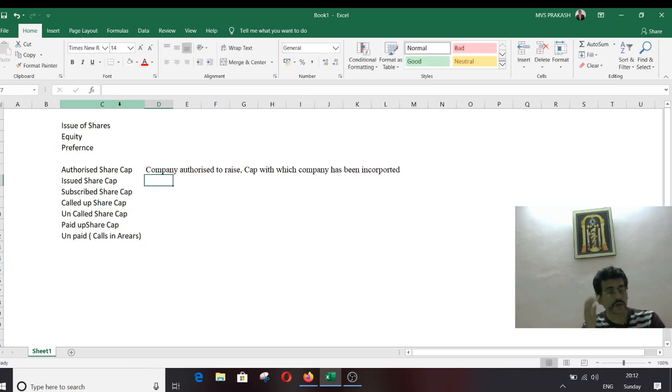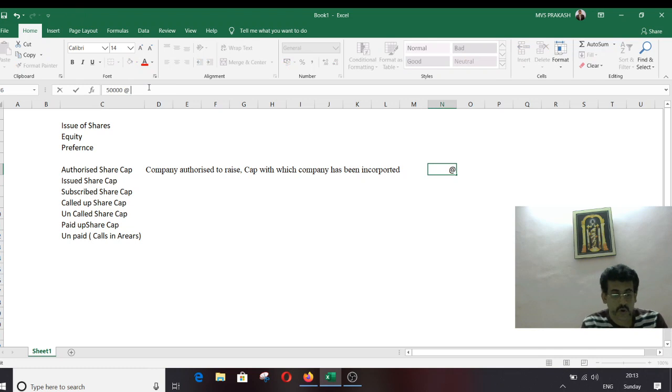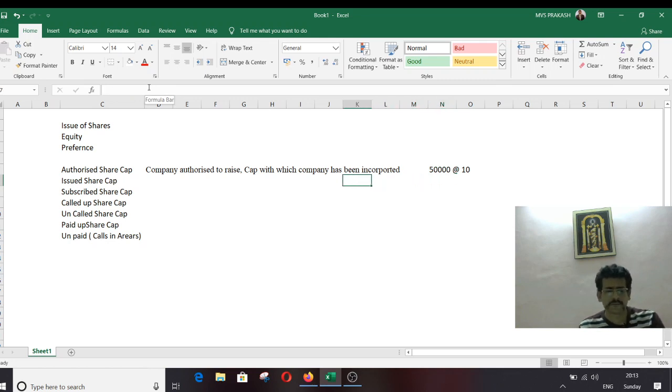Then what is the meaning of issued? Say the company is incorporating itself with 50,000 shares of 10 rupees each. That means during the lifetime of the company it can raise 5 lakhs, which is the authorized share capital. But I don't require 5 lakhs immediately. Initially I require only 3 lakhs. So I will issue shares to the extent of my requirement. That is called the issued share capital.